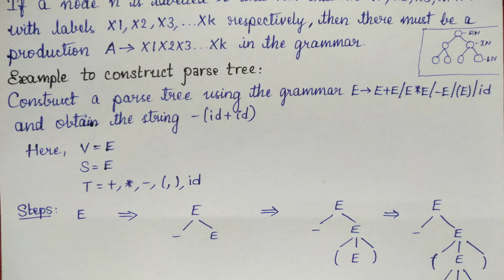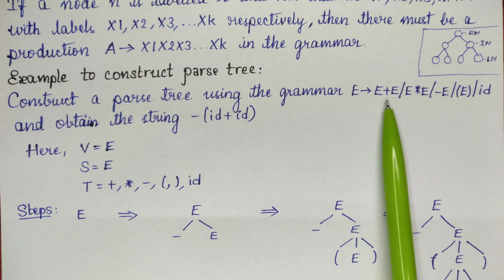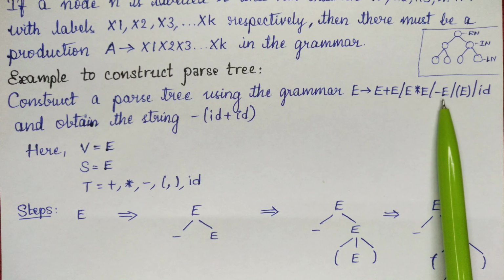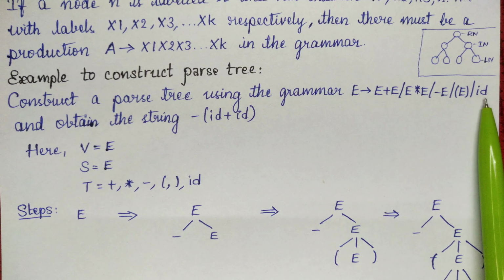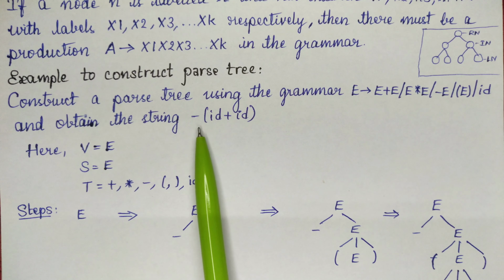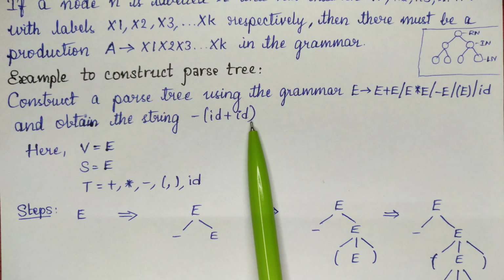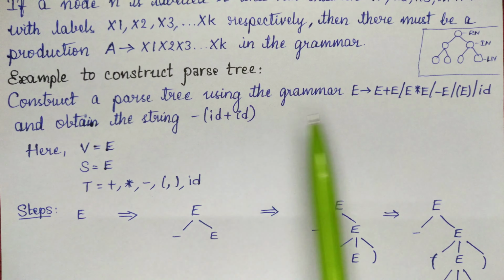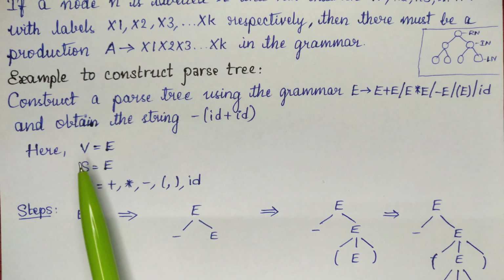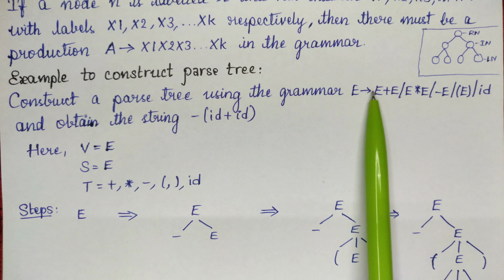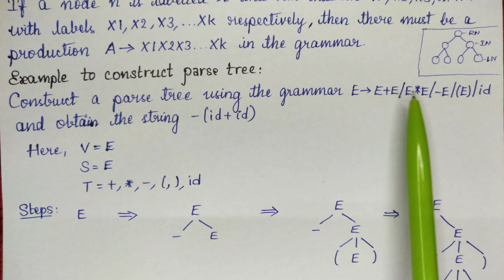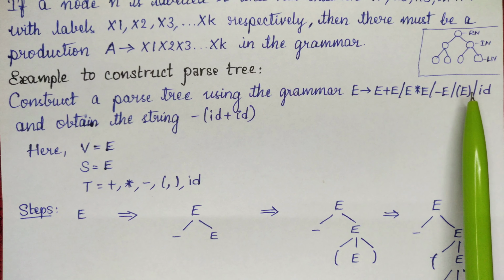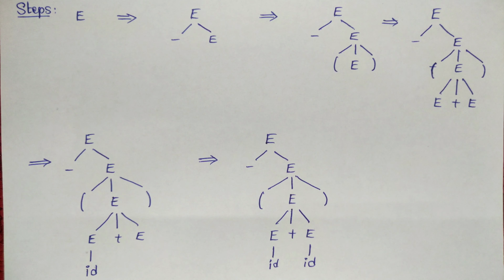Let's see how to draw the parse tree with an example. Suppose we have the grammar E produces E plus E, or E into E, or minus E, or E within parentheses, or ID. Then obtain the string minus ID plus ID using this grammar. Here we have the start symbol E and the non-terminal V as E, and the terminals plus, into, minus, parentheses and ID. Let's see the step-by-step process of constructing this parse tree using the context-free grammar.